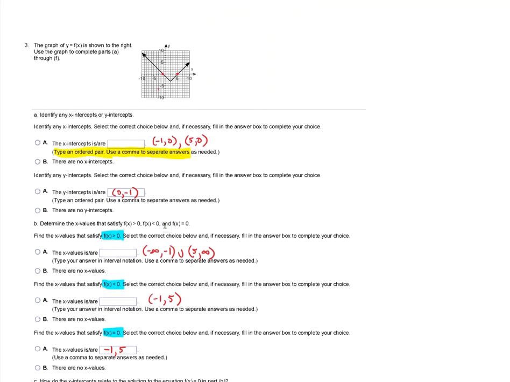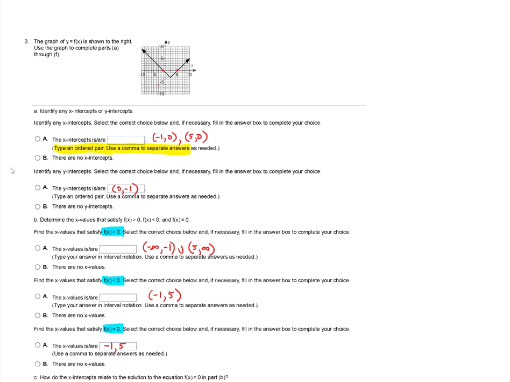Okay. Number 3. The graph of y equals f of x is shown. Use the graph to complete the parts. So, identify any x-intercepts or y-intercepts. So, there's two x-intercepts, negative 1 and 5. So, negative 1, 0 and 5, 0 with a comma between the two parentheses. The y-intercept appears to be at 0, negative 1.